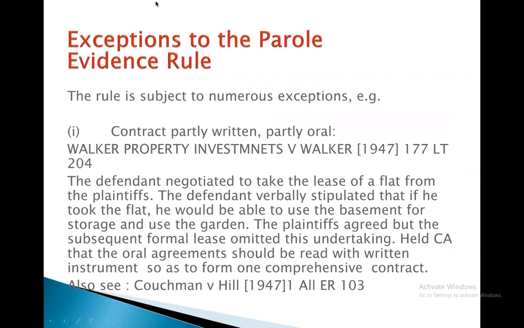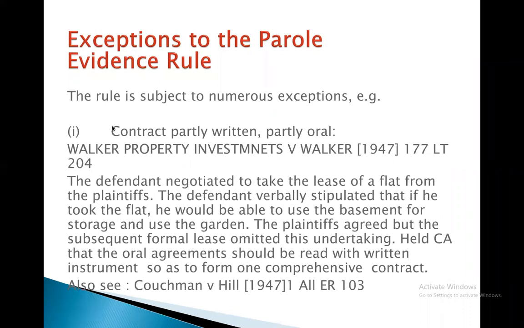Now, what we said, the parol evidence rule, that is the general principle. Is there an exception, or are there any exceptions to the parol evidence rule? In other words, is it ever possible, where you have a written contract, for external, extrinsic evidence to be admitted to contradict what the written contract is saying? So we will look at the well-known exceptions.